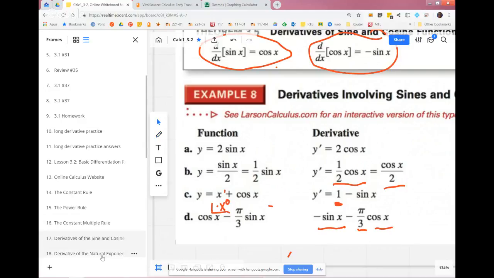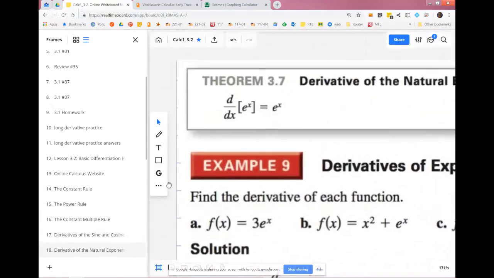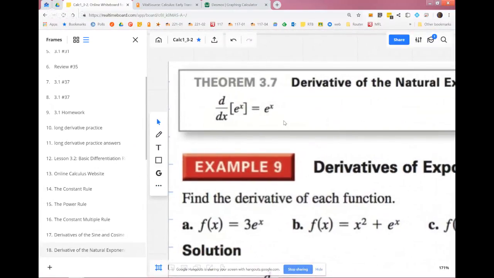Okay, and this may be your all-time favorite. The derivative of the natural exponential function e to the x. Don't do anything. The derivative of e to the x is itself, e to the x. Another reason that e to the x is really a special function, like I was trying to present to you a couple weeks ago. This is the only function that is its own derivative.